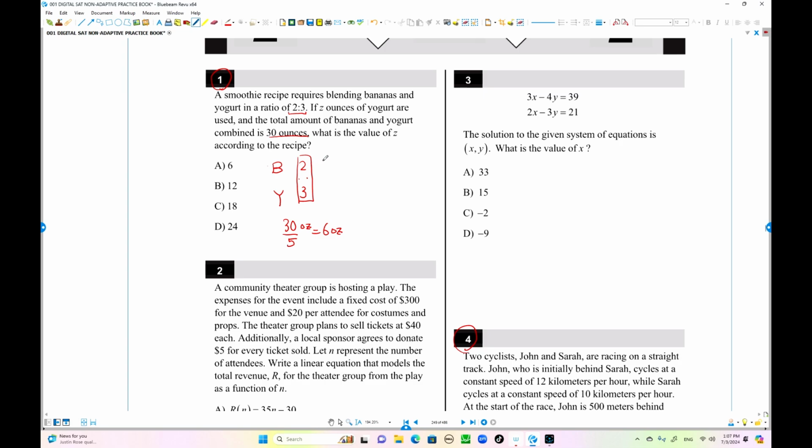So bananas is 2 units times 6 is 12. This times 6 is 18, all right? This is the amount of yogurt, okay? This is G. So 18 is the answer, okay? Or you can do it this way too. Maybe you can use some letter K. If banana is 2K, that is the real amount, okay? And the yogurt is 3K. Total is 5K. That equals 30 ounces. So K equals 6. So put this number 6 in the K, right? You can solve it this way too.